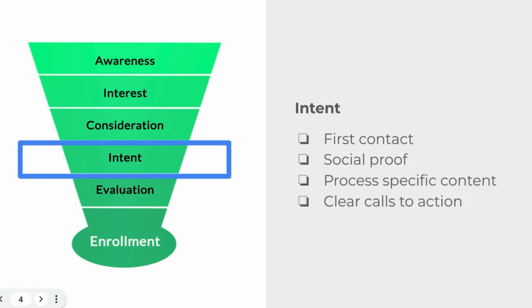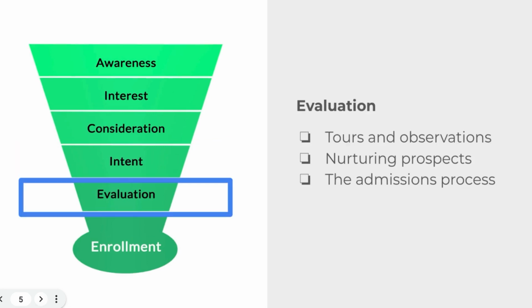Once you have that contact with them, they will really show intent. This is when they've filled out a lead generator. You now have their contact information. Now they're looking for social proof. They're looking for process-specific content, and they need clear calls to action so they can take the next step. So let's say that they requested a white paper, or they took a quiz about whether Montessori is right for their child. Now they're feeling a little bit more prepared to schedule a tour, and so this is what you would see, the movement down the funnel.